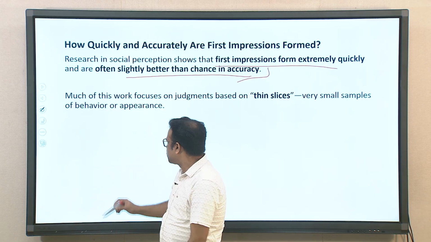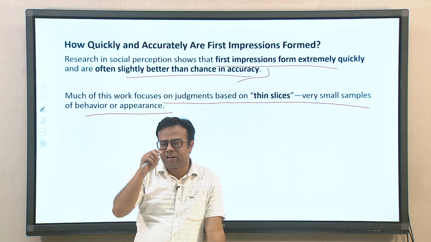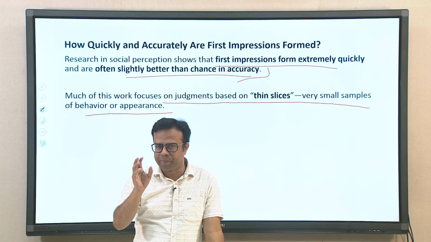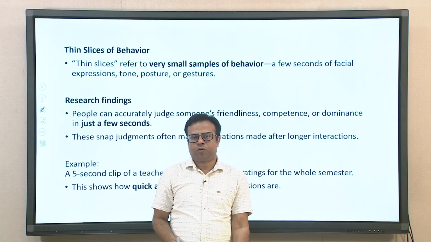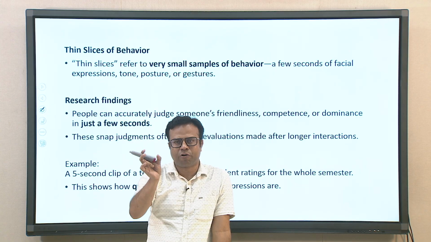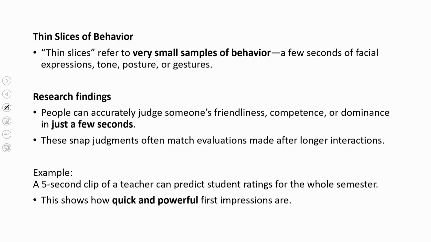Much of the work focuses on judgments based on thin slices, or very small samples of behavior or appearance. We just judge a person based on very thin slices of behavior, a few small aspects of the behavior, and then we make judgments. So, thin slices of behavior basically means a very small sample of behavior. You just see for a few seconds, a little information, and then you make a judgment or impression about a person, like facial expression, some tone, posture, gesture and so on.